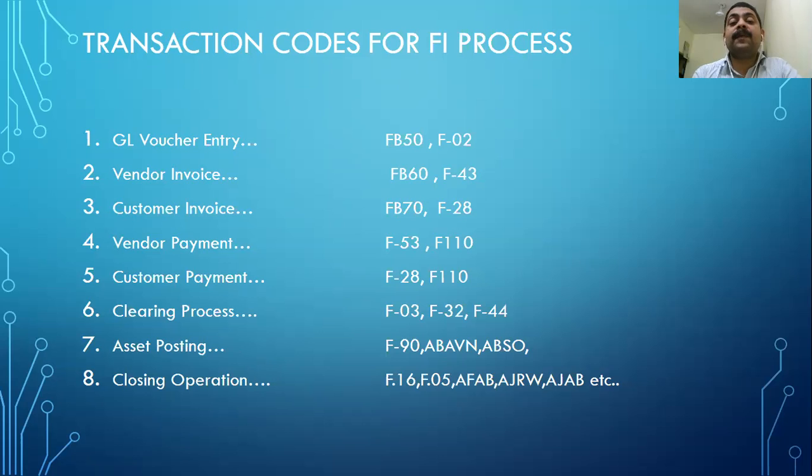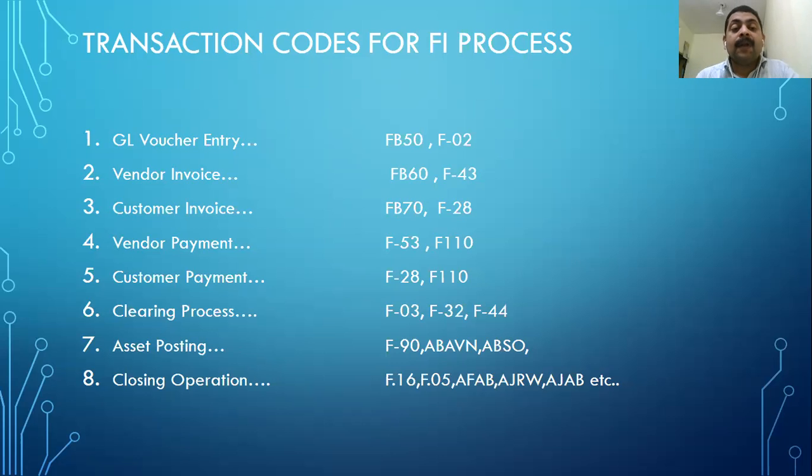FB60 is the same as FB50, multiple line item entry in a single screen, and F-43 is a single line item. Customer invoice: FB70 is the same as FB50 and FB60. F-22 is the same as F-43.